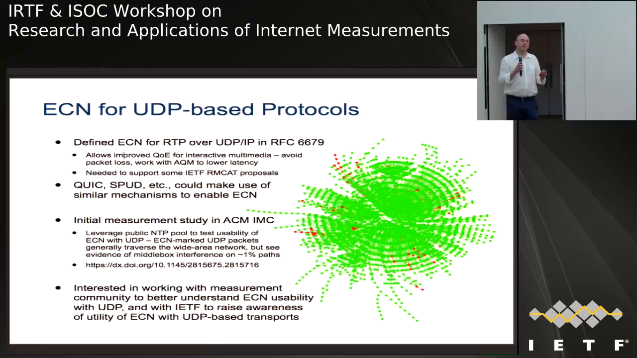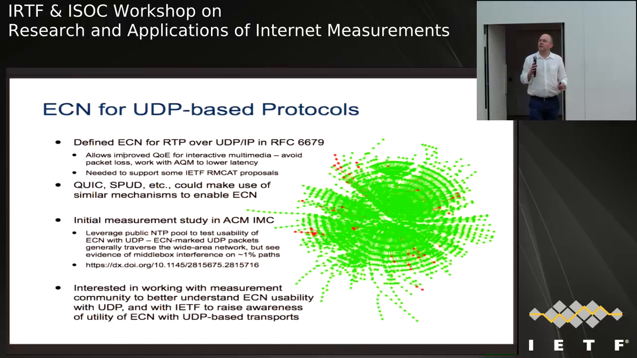That's something that's potentially useful in the IETF now, because some of the proposals in the RMCAT working group use ECN as the basis for their congestion control, so they can build on this. It's also potentially useful for protocols like Google's QUIC, and things like SPUD, which are layering over UDP to provide generic transport. Hopefully they can all use ECN.